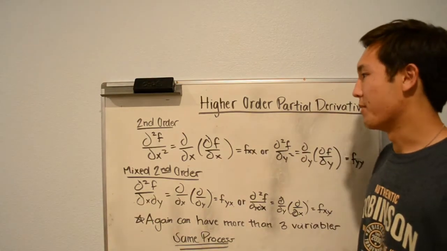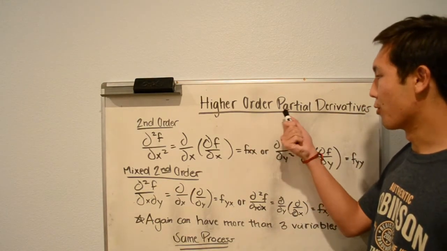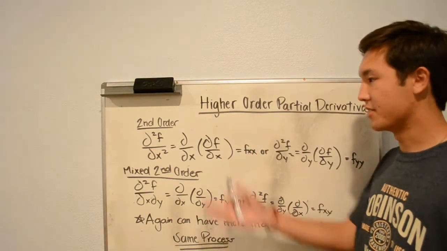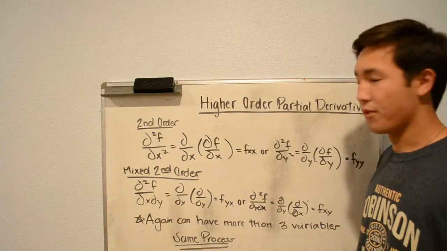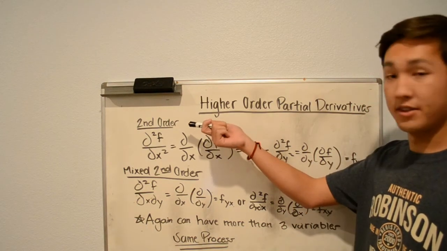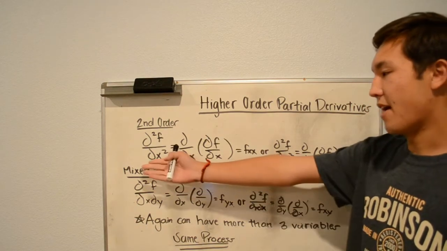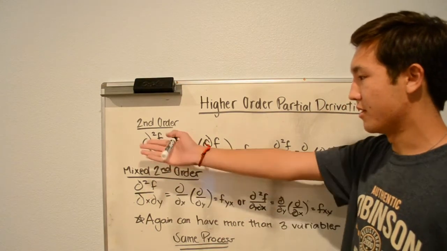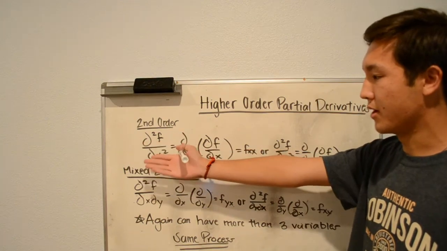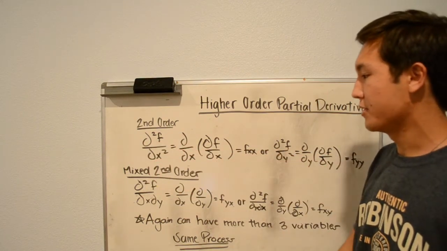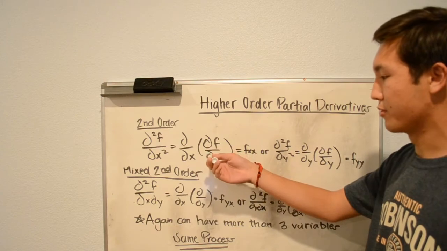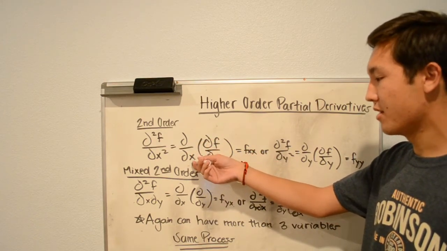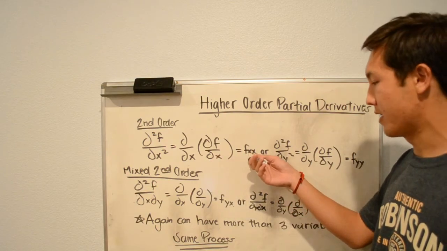Before we end this lesson, we have to talk about higher order partial derivatives, and a higher order partial derivative is the second order or above. But for the sake of this lesson, we're only going to be focusing on the second order. So here we have the symbol that we're using for the second order, which is the second derivative of the function in terms of x. For this, you're going to have to first take the partial derivative of that, and then what you get from there, you're going to take the partial derivative again, which will give you f of xx.